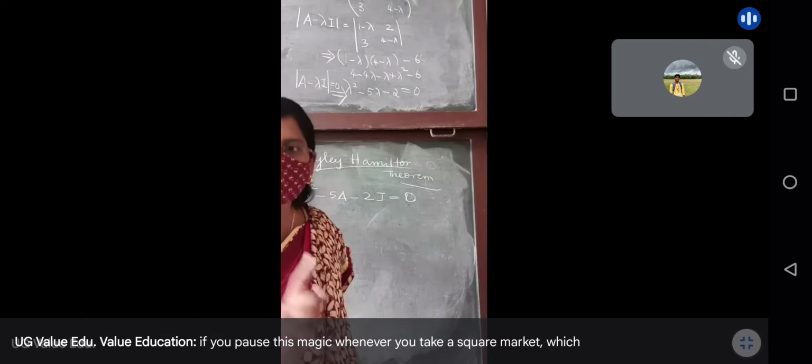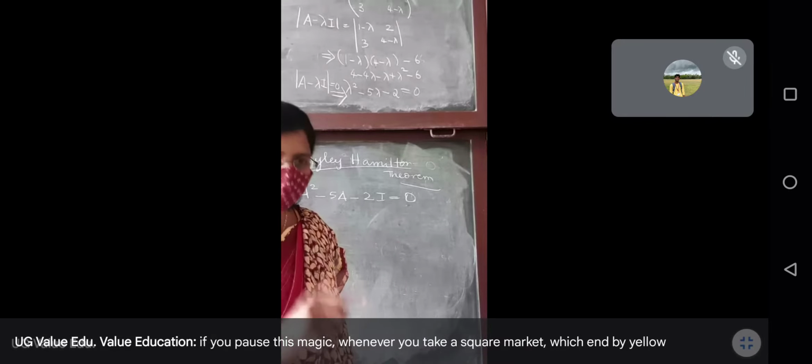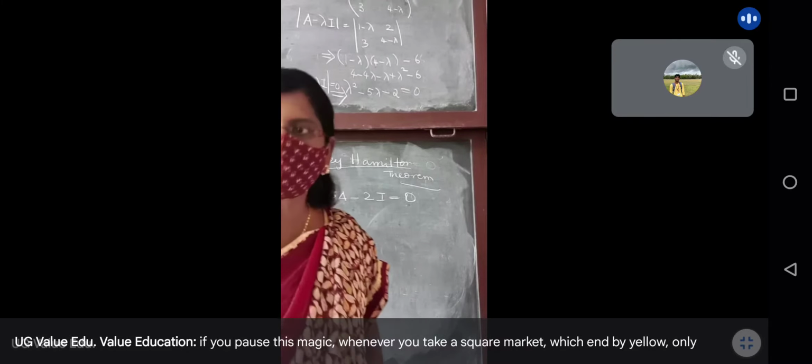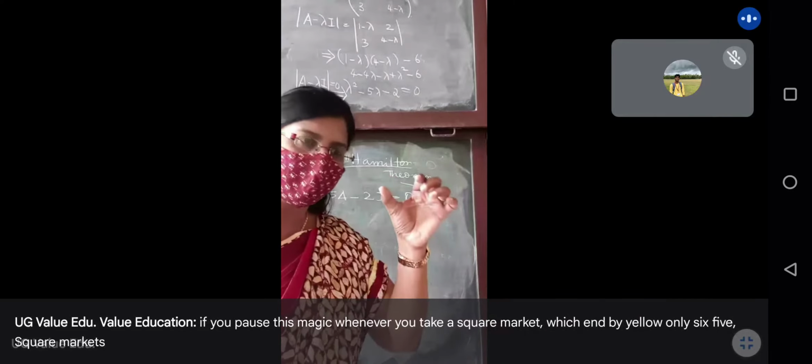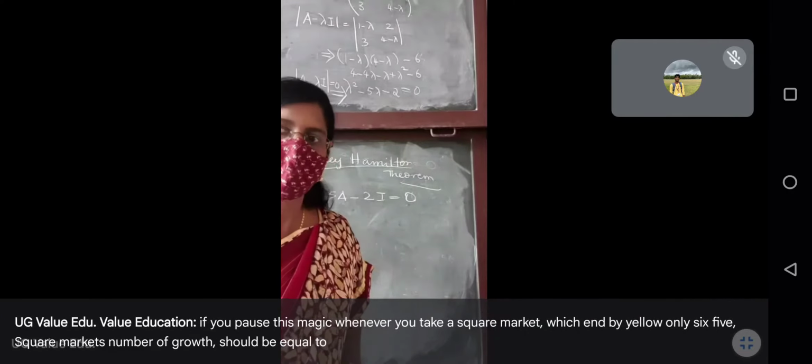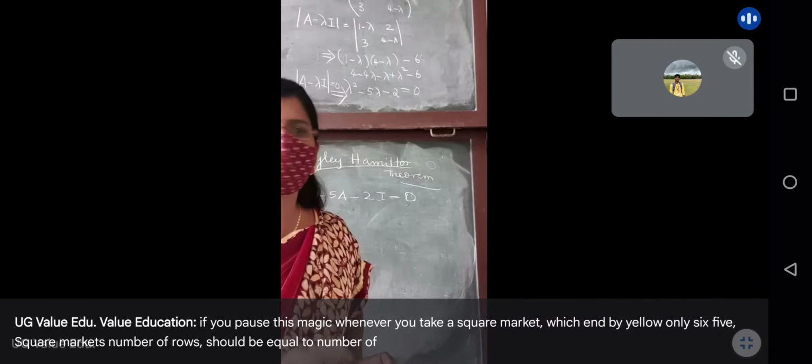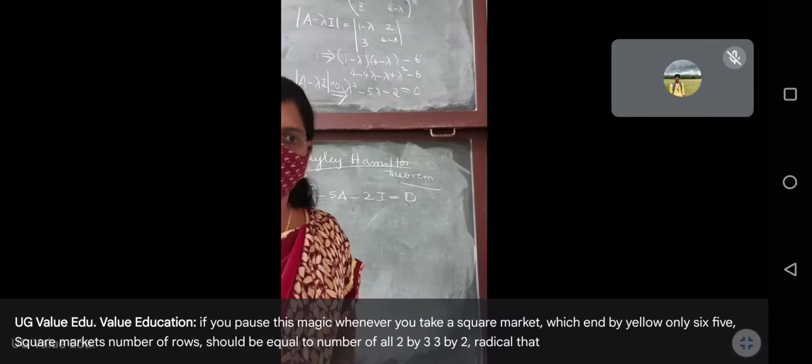Whenever you take a square matrix, you should always take n by n only: 3 by 3, 2 by 2, 4 by 4, 6 by 6, 5 by 5. Square matrix. The number of rows should be equal to the number of columns. You should not take 2 by 3 or 3 by 2. Understood?